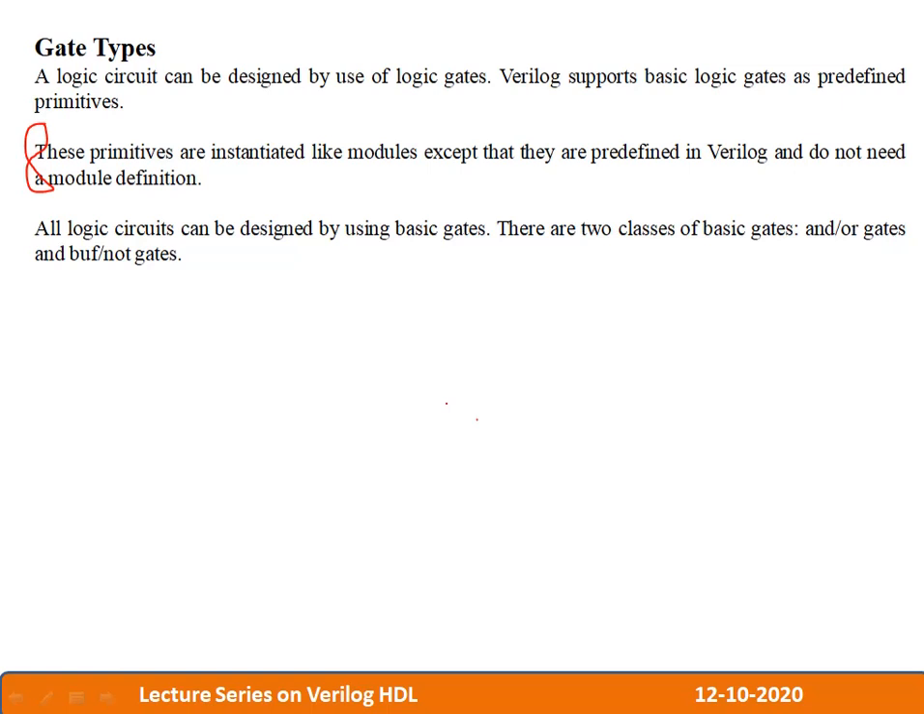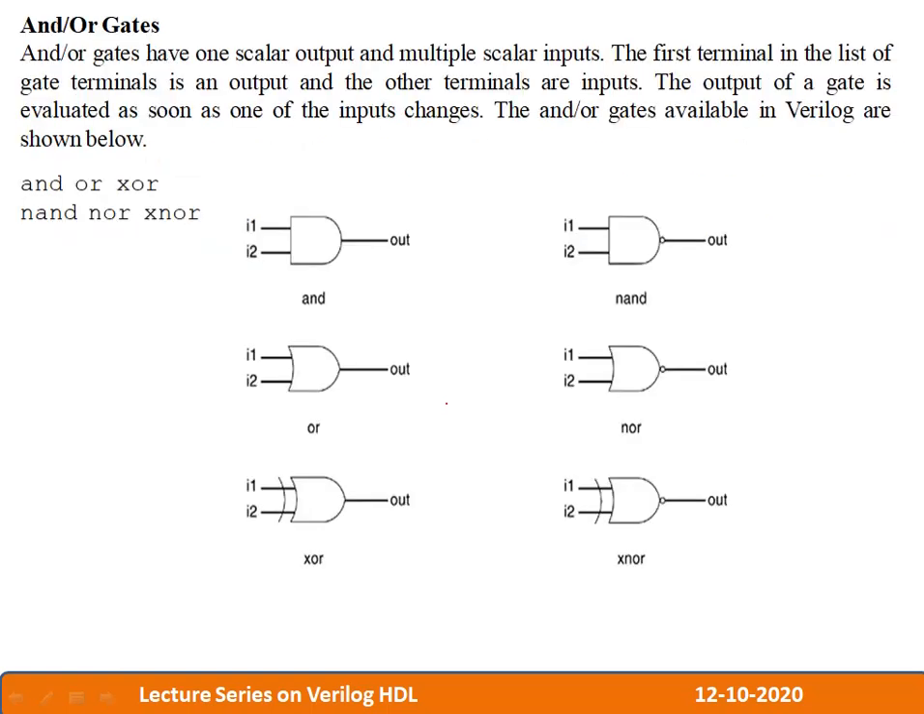Now there are two classes of basic gates: one is and/or gates and the other is buf/not gates. So basically the basic gates we have been learning from the past couple of semesters are categorized into two sets, especially in Verilog. The first category is and/or gates and the second category is buf/not gates. Now what exactly do they mean? When I say and/or gates, under this section we have six gates that are categorized: the normal AND gate, OR, XOR, NAND, NOR and XNOR. All these gates are called and/or gates.